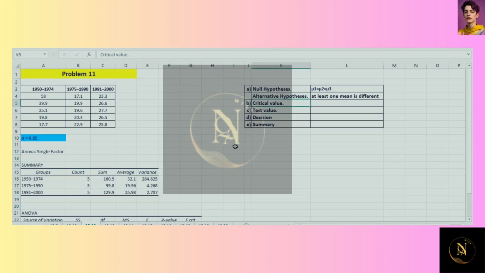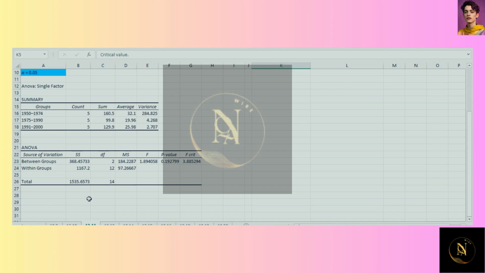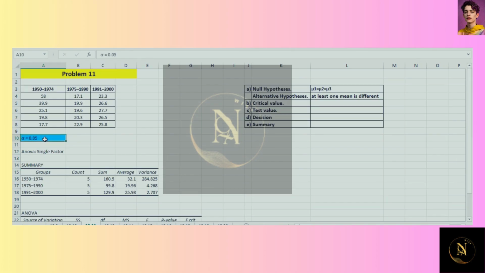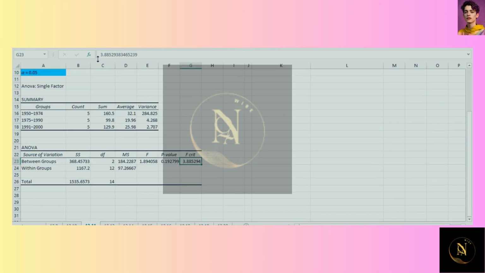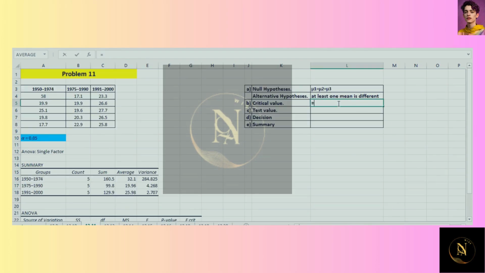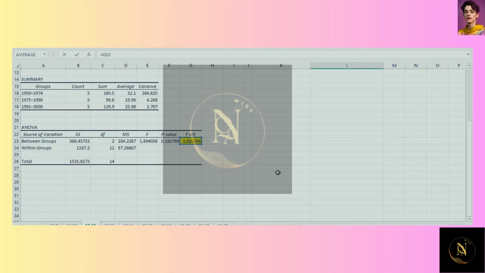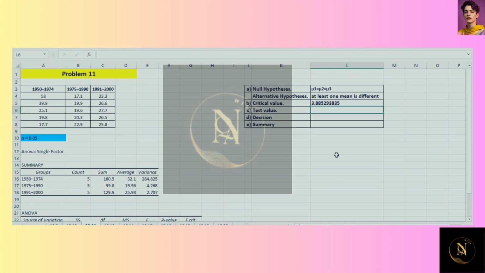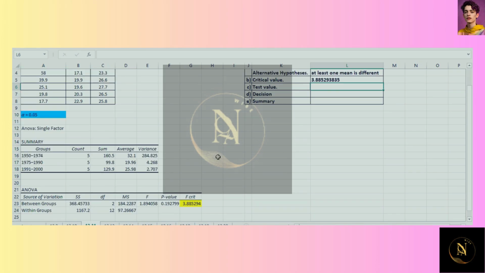The critical value is from the F distribution with 2 numerator degrees of freedom and 12 denominator degrees of freedom, and an alpha of 0.05, and that gives you 3.885. So the critical value is 3.885.